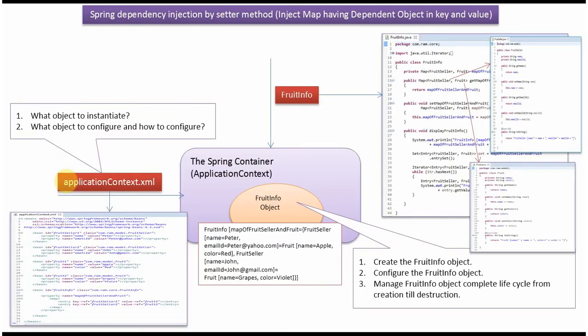What object to instantiate, what object to configure, and how to configure: this information will be there in the Spring configuration file. In this example, we have mentioned that the fruitSeller1, fruitSeller2, fruit1, fruit2, and fruitInfo objects should be created by the Spring container using Spring dependency injection by setter method. The Spring container reads this Spring configuration file, creates the fruitInfo object, configures it, and manages the complete life cycle of the fruitInfo object.